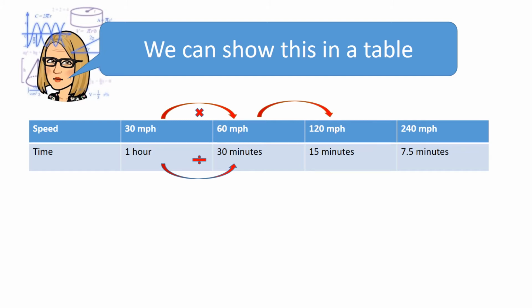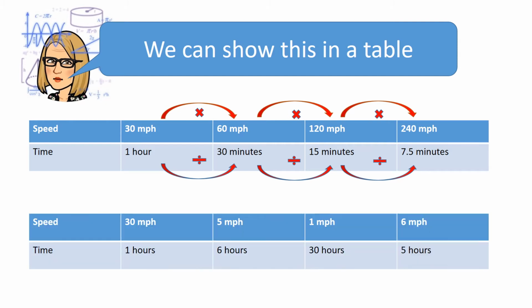If I multiply my speed by 2 again, then I need to work out my time by dividing it by 2. If I multiply my speed again, and somehow I'm travelling at 240 miles per hour, then I need to divide my time by 2 again. And now it's taking me 7.5 minutes to get to work. But it's not always about multiplying and dividing by 2, and let me show you what I mean by that.